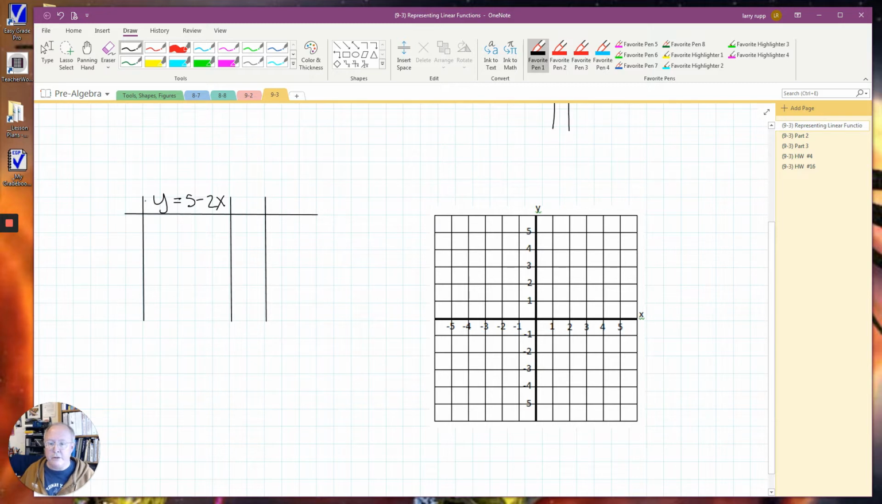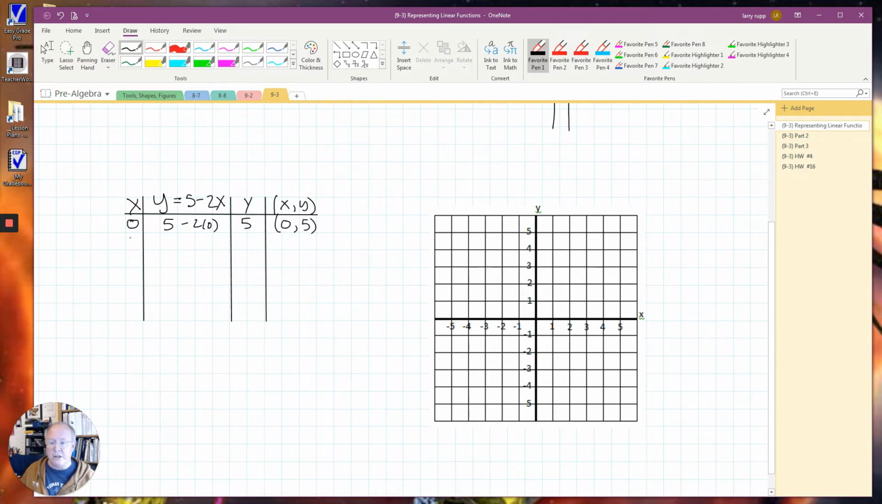All right, and this is our function table. So our input value is going to be x. This is the function rule. Our output value is y. And then here are going to be our coordinate pairs, x comma y. All right, so like I said in the example, if x was 0, then this is 5 minus 2 times 0, or just 5. So our ordered pair then is 0 for x and 5 for y.